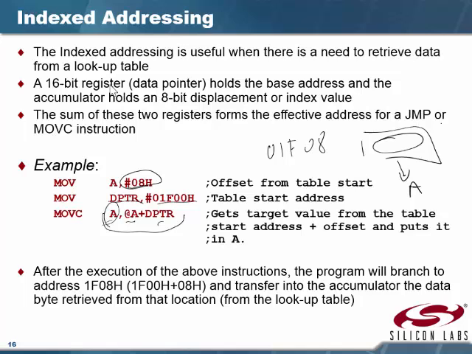This is a very complex addressing mode, because your address is split up into two parts. One part of the address is contained in the data pointer, the other part is contained in the accumulator, and you add the two together. And keep in mind that the data pointer is 16 bits wide. This is typically used for lookup tables. It's where you would typically use something like that.